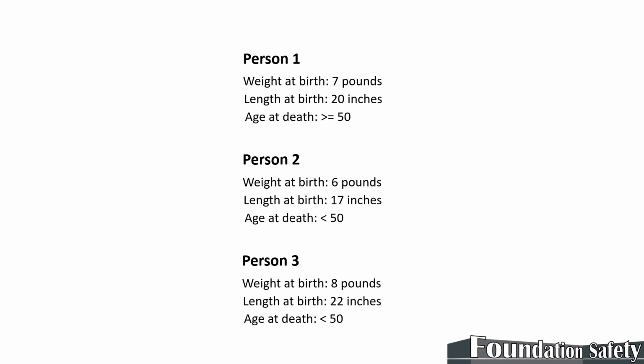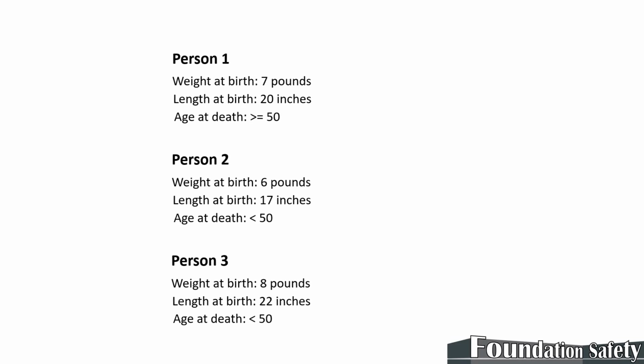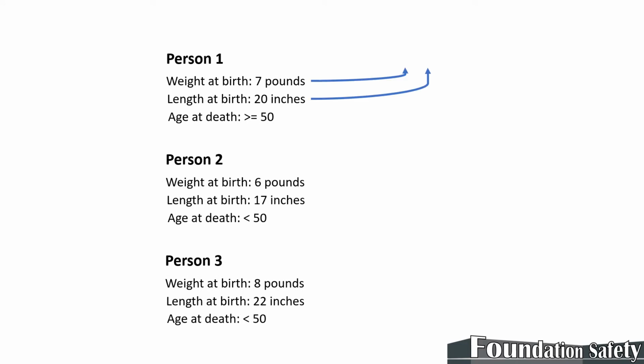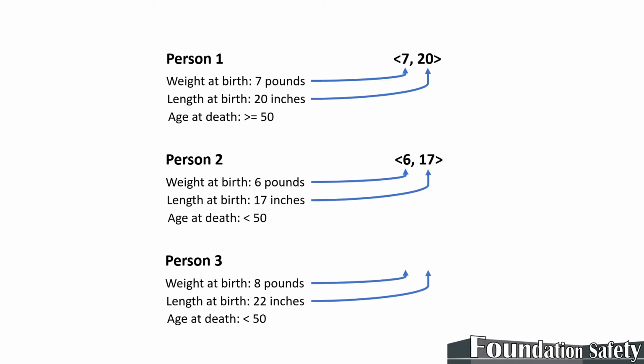First, we're going to need some data. If you look at our data here, we have the same three features defined for all of our data points. We have some structure: weight at birth, length at birth, and age of death before or after 50. Three features, we're going to take all but one, that's two features, and map those out into space.